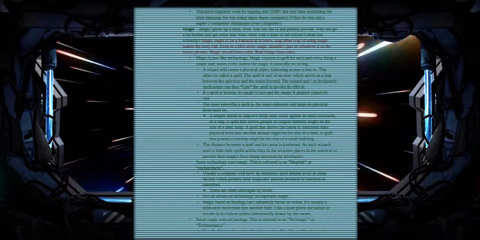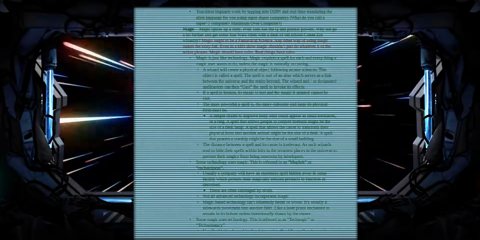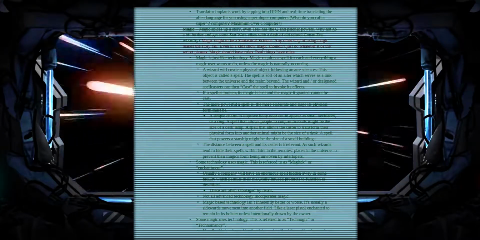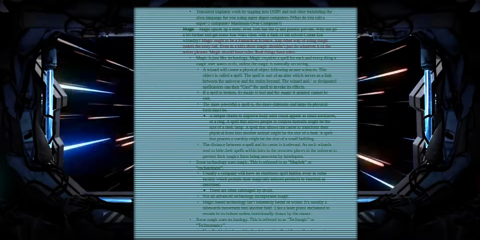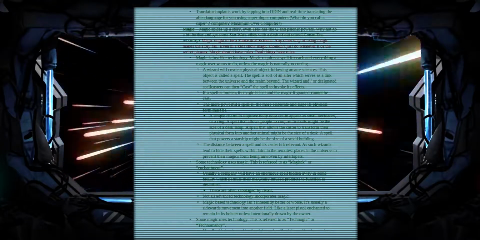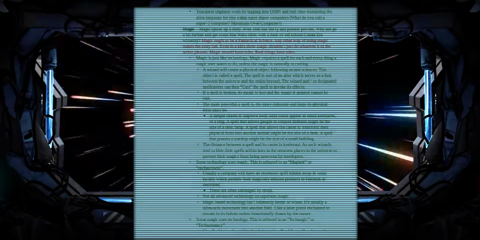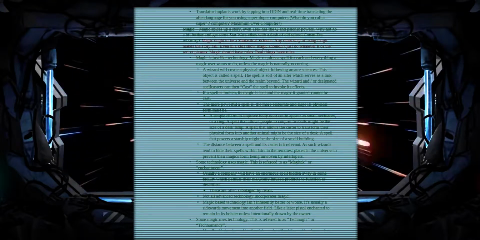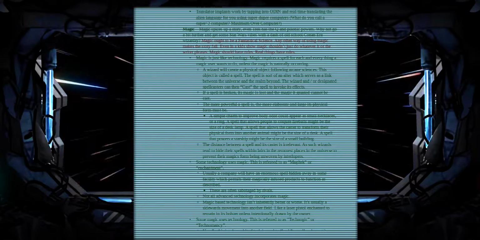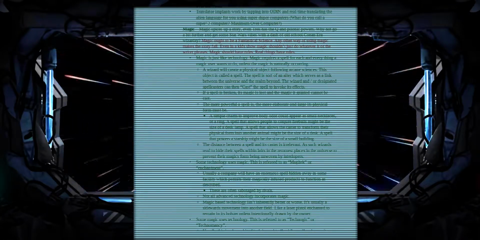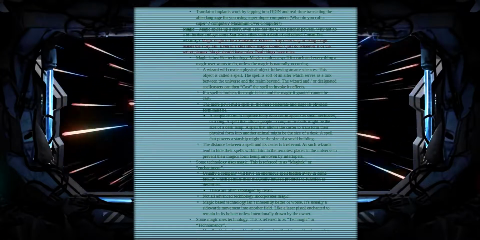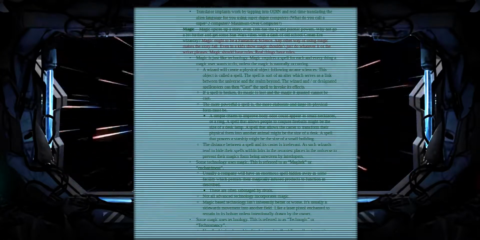If the spell is broken, its magic is lost, and the magic it granted cannot be cast. The more powerful a spell is, the more elaborate and large its physical form must be. A simple charm to improve body odor could appear as a small necklace or a ring. A spell that allows people to conjure fireballs might be the size of a desk lamp. A spell that allows the caster to transform their physical form into another animal might be the size of a desk. A spell that powers a starship might be the size of a building.